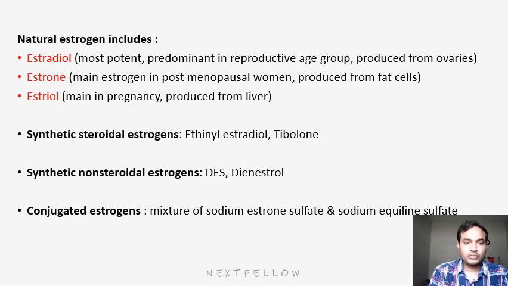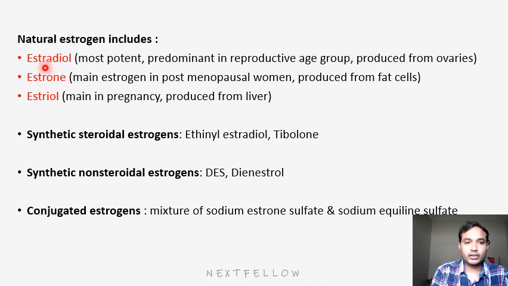So first of all, types of estrogens. There will be four types of estrogen: natural estrogen, synthetic steroidal estrogen, synthetic non-steroidal estrogen, and conjugated estrogen. Among these four, the natural estrogens are very important. In natural estrogens we have three types: estradiol, estrone, and estriol. So the names have to be remembered very well.